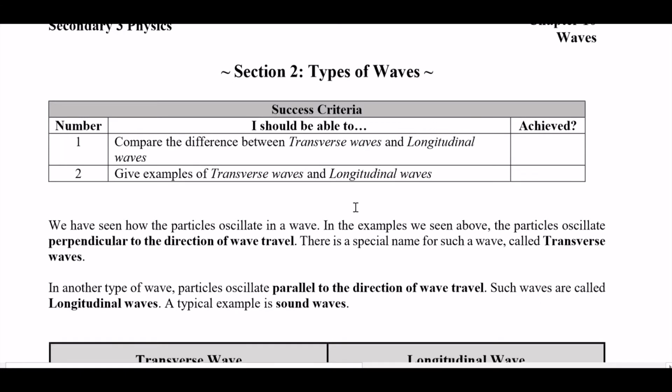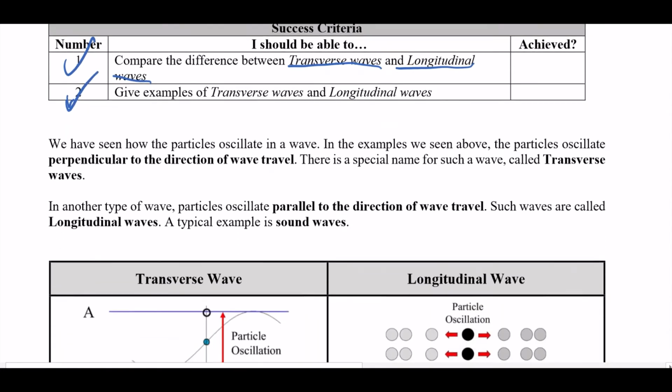Let's look at part 2, which is the types of waves. What you have seen so far is what we call a transverse wave. There's also another type of wave called longitudinal. I'll tell you what the difference is and show you some examples. We will learn to compare and then look at some examples of transverse and longitudinal waves.